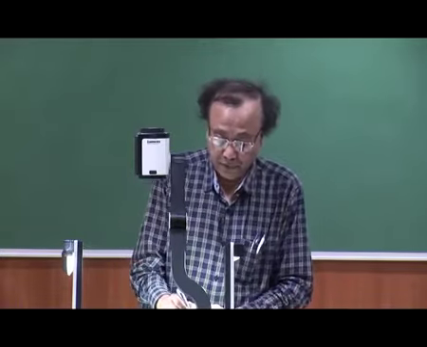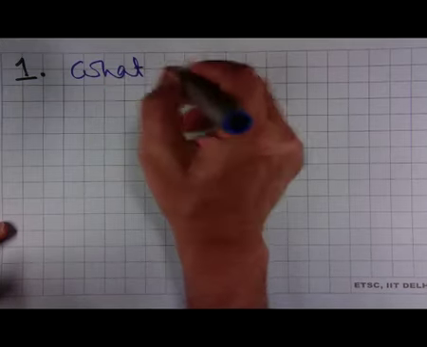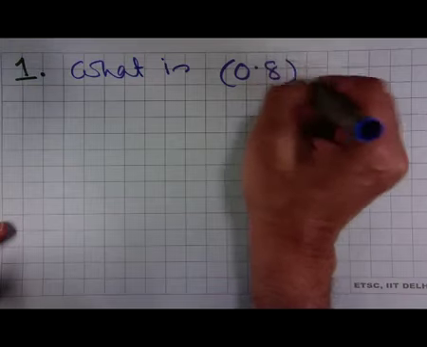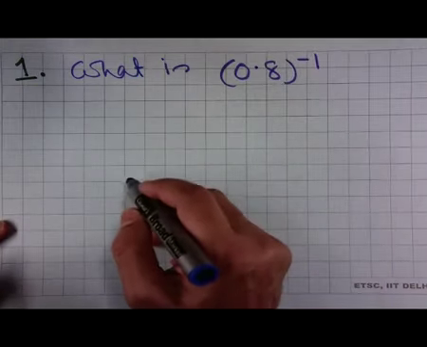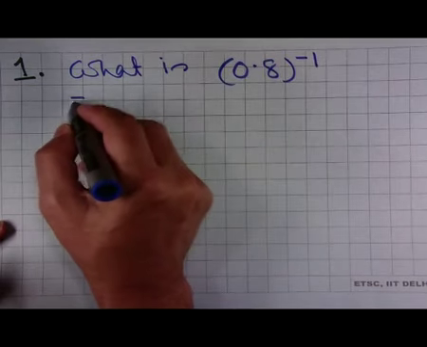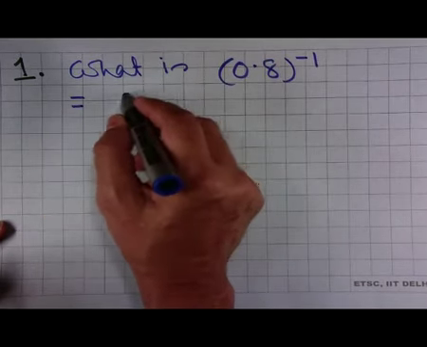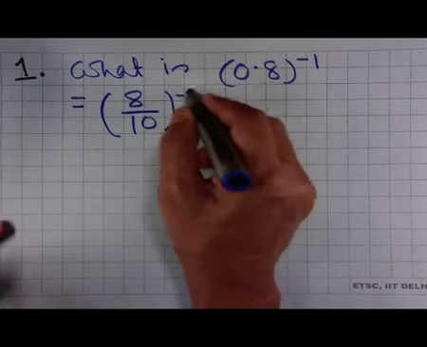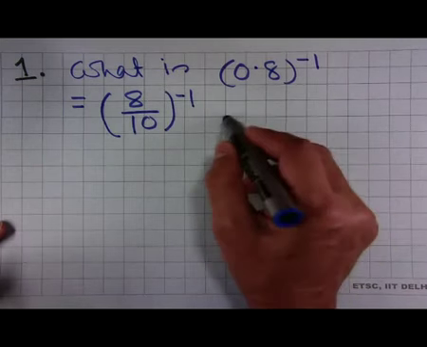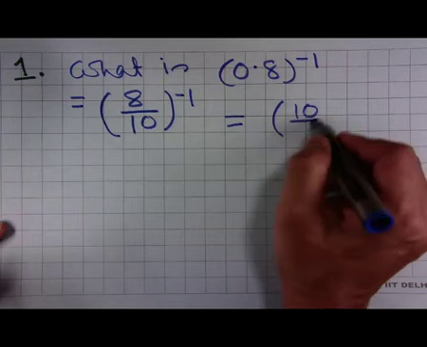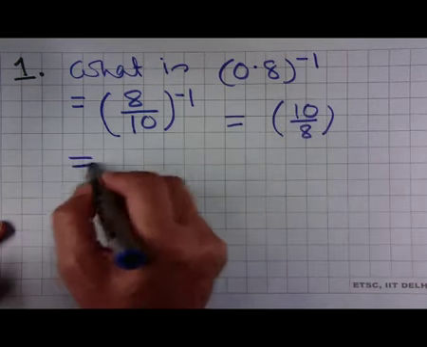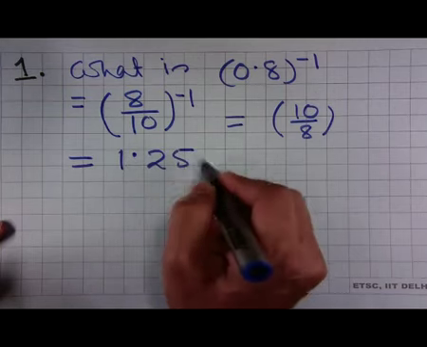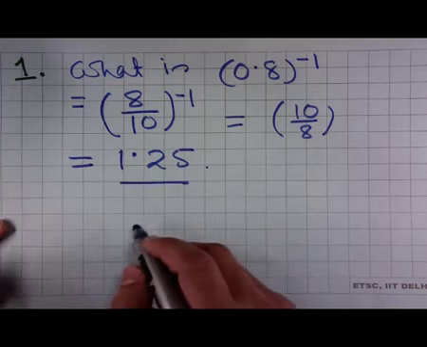Okay? So, problem 1, what is 0.8 to the power minus 1? We all know that 0.8 is equal to 8 by 10, and its minus 1 means we are looking at 10 by 8, which all of us know is 1.25. So, in this case we know the answer.